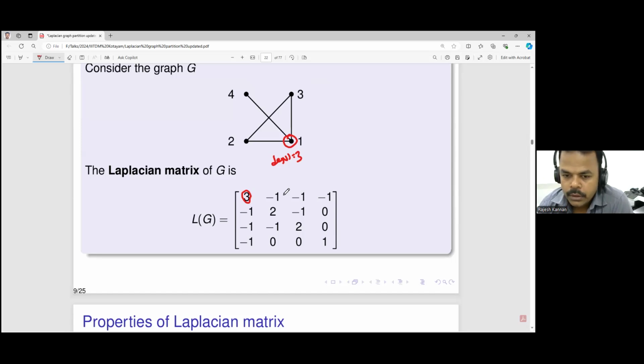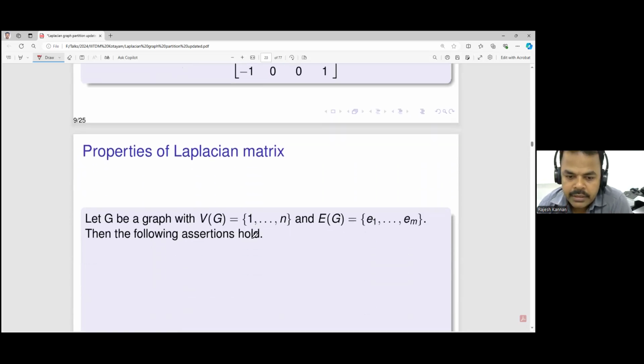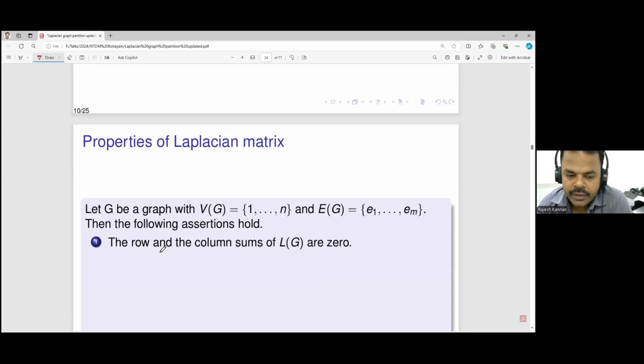Suppose here you see 3 is the degree of the vertex 1, and you have 3 minus 1s because it has 3 neighbors. So when you sum this, it is going to be 0. Since it's a symmetric matrix, if the row sum is equal to 0, then the column sum is also equal to 0. Hence, for the Laplacian, if you take the row sum and column sum, both of them are 0.